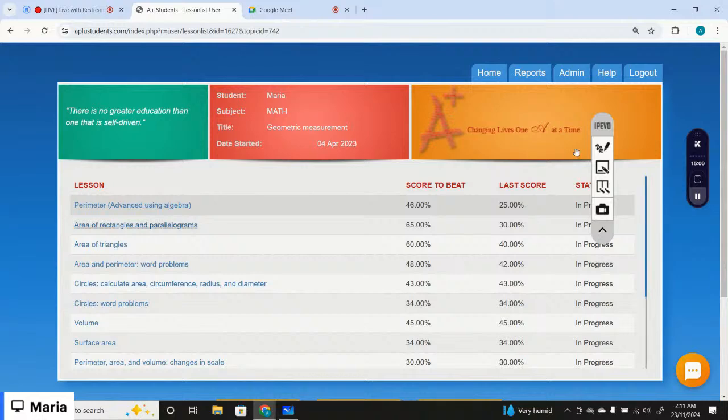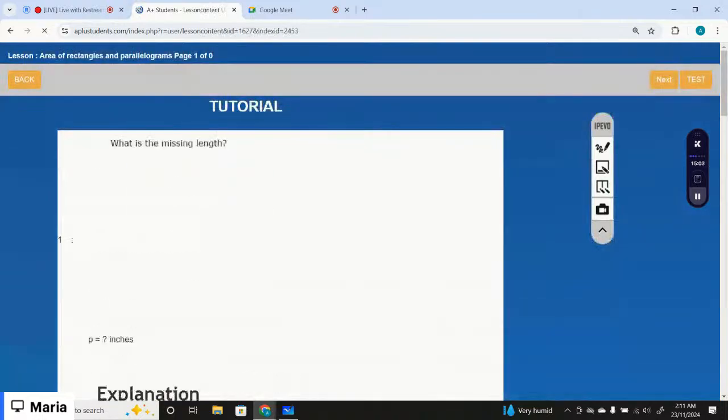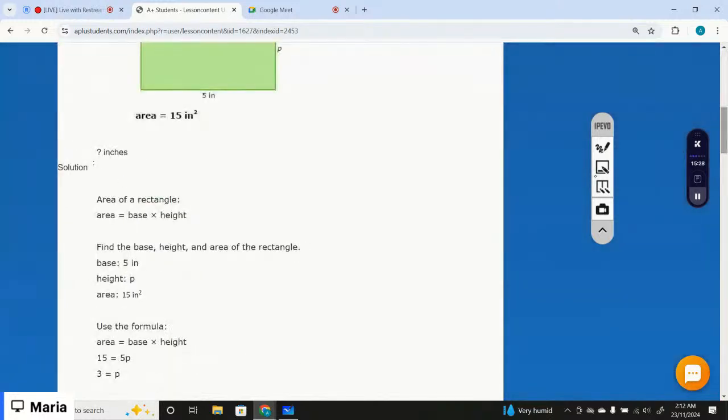The next lesson is area of rectangles and parallelograms. What is the missing length? Area of the rectangle is length times width, right? You are given the length only, you need to calculate the width.